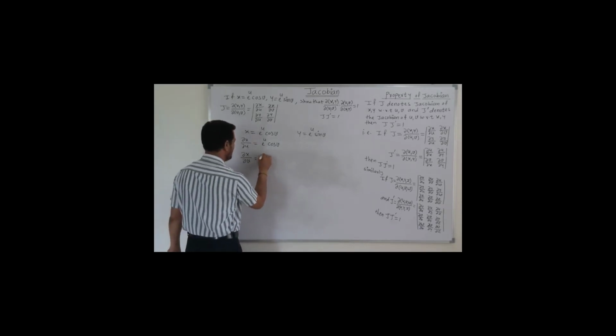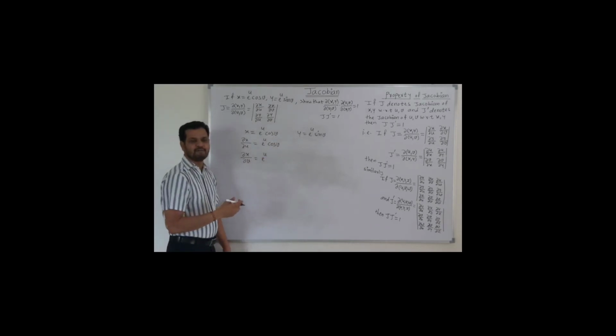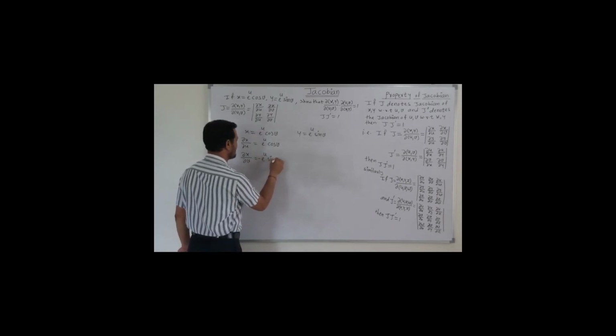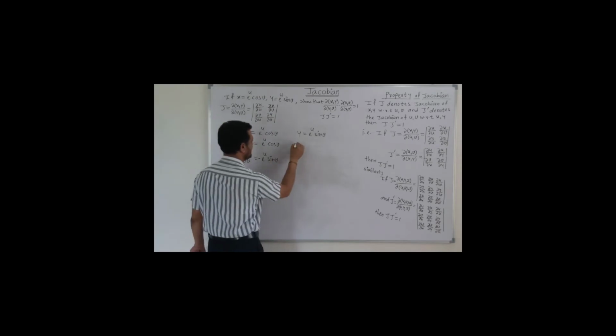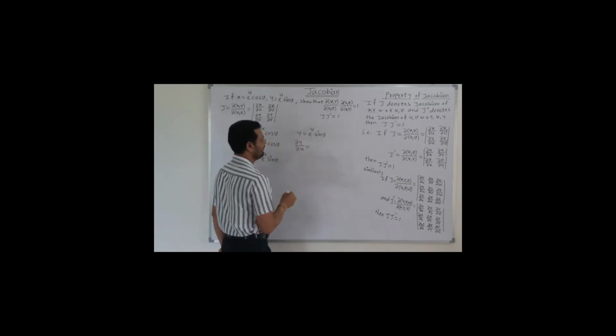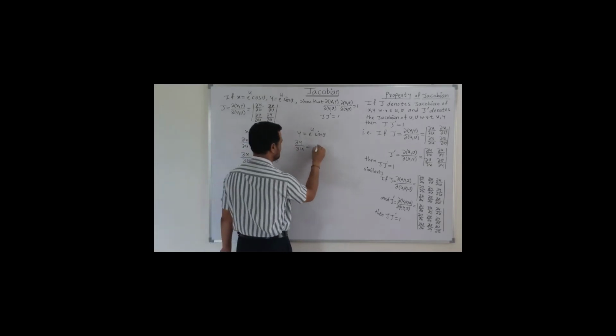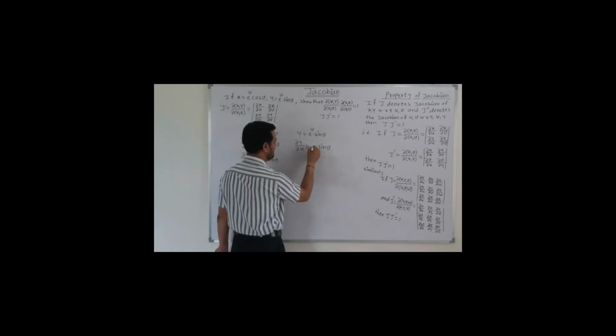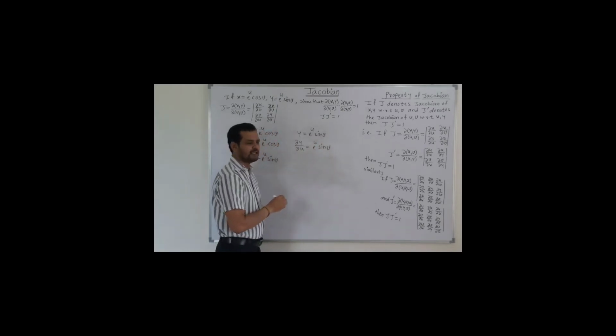Similarly, take the partial derivative of x with respect to v. When we take the partial derivative with respect to v, u is constant. That means e raised to u is constant. Then the derivative of cos of v is minus sine of v. Similarly, take the partial derivative of y with respect to u. When we take the partial derivative with respect to u, this sine of v remains as it is. Then again the derivative of e raised to u is e raised to u.